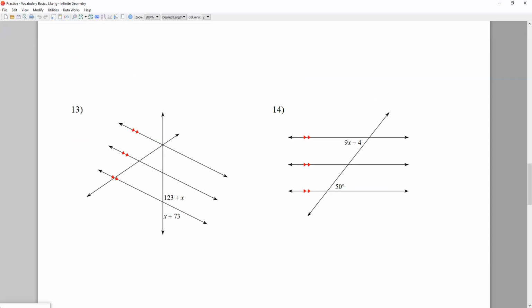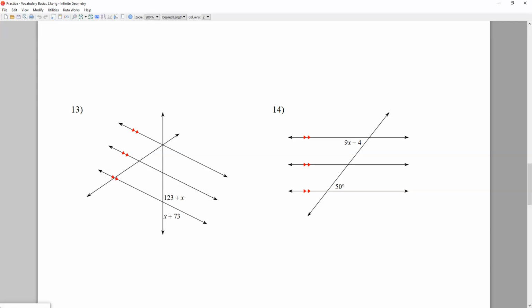Number 13. These make a linear pair. They're equal to 180. So you got to add them to give you 180. So I'm going to say x plus 73 plus 123 plus x equals 180. All right, so then on the left side of our equation, we combine our like terms. That would be 2x plus 196 equals 180. I would subtract the 196 over and get 2x equals negative 16. Oh no. When I divide by 2, I get negative 8, I believe.